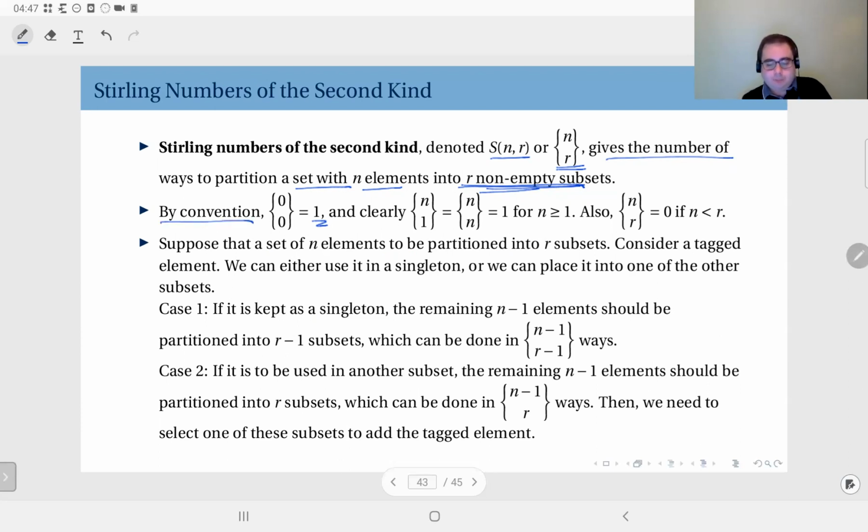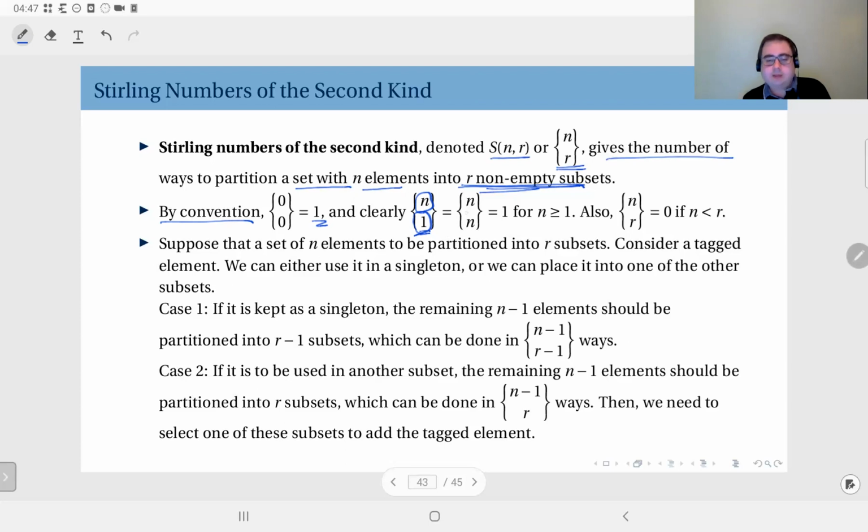And clearly, n subset 1 is equal to 1. Why? What does this mean? This means you would like to partition a set of n elements into a single subset, which shouldn't be empty. Single subset means you have to put everything in that subset. So it's just one way. You can't do it in a second way.